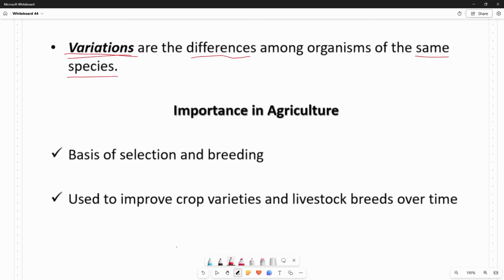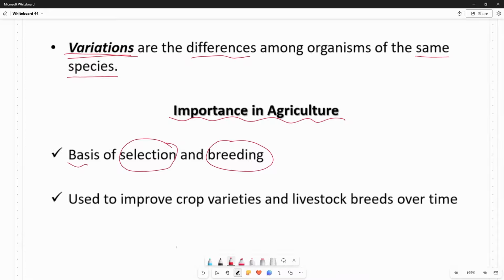Now, why is variation important? Very, very key, this question for learners to know. Why is variation important in agriculture? Number one, this is the foundation, or the basis, of selection and breeding. In other words, when you select organisms, you select organisms that have the desired characteristics.